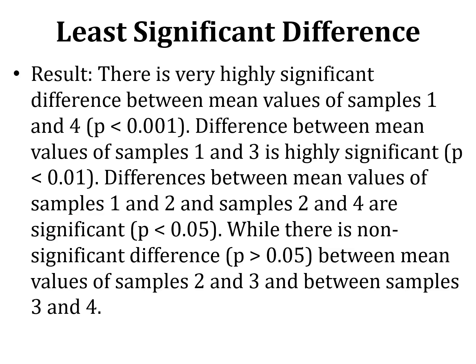And there are different ways you can report your least significant difference results. So this is just one way that you can report them: there is a very highly significant difference between mean values of samples 1 and 4. Probability is less than 0.001. And the difference between mean values of sample 1 and 3 is highly significant. Probability is less than 0.01. Differences between mean values of samples 1 and 2 and samples 2 and 4 are significant. Probability less than 0.05. While there is non-significant difference, probability greater than 0.05, between mean values of samples 2 and 3 and between samples 3 and 4, right? So this is just one way that you can report your results.